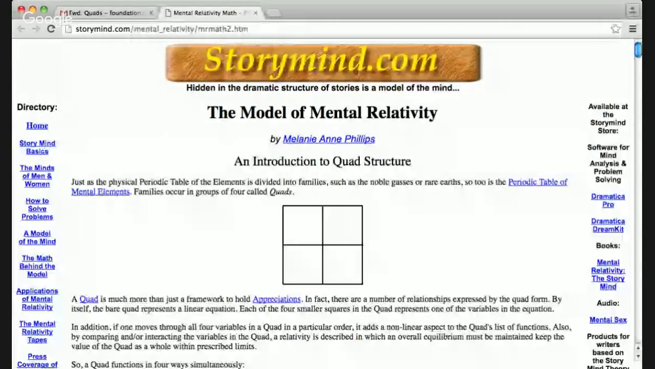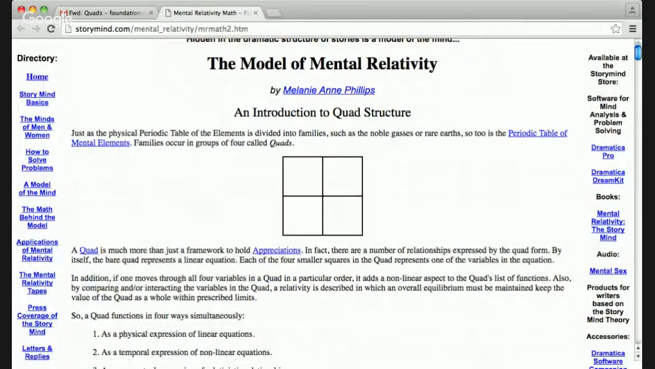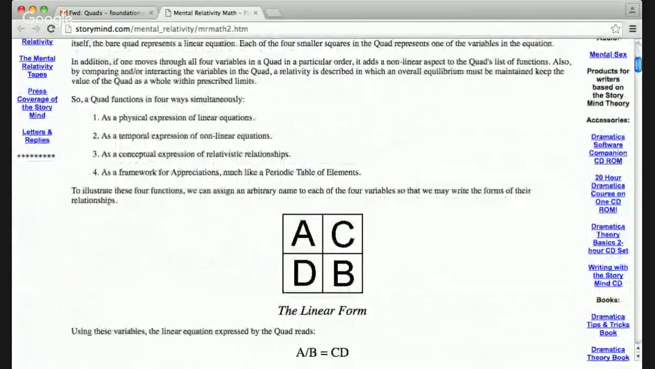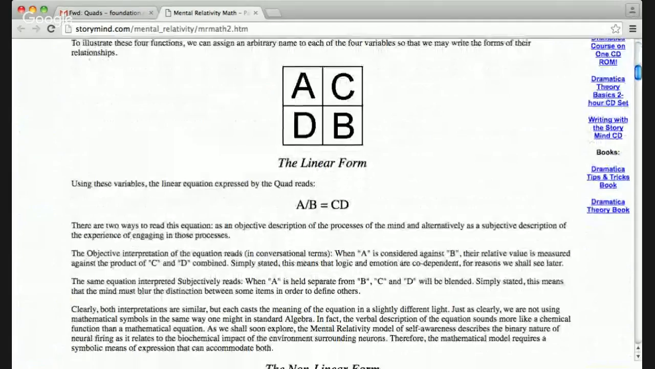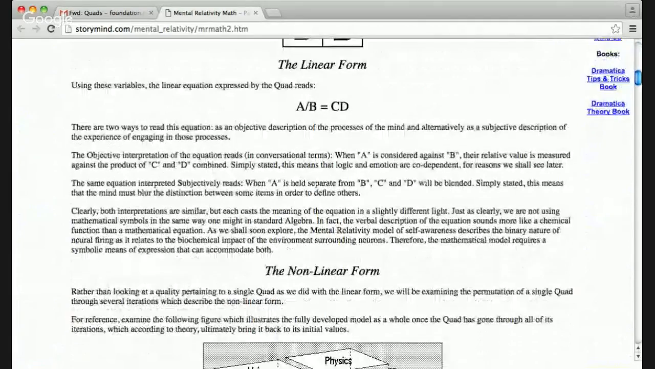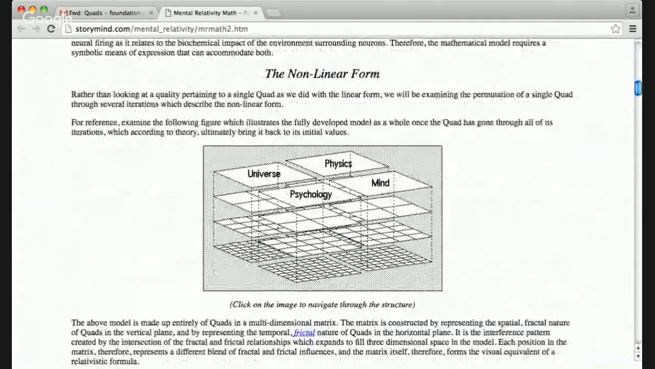Now, in a moment, you'll see there's a quad there. There we go. Okay, and if you just scroll down, these are some of the things we're going to be showing tonight. There's that quad, and we keep on going all the way to the bottom of the page, and we're going to see the relationships of the quad, the linear form, the nonlinear form, all this scientific stuff, but we're going to tie it right in with writing.